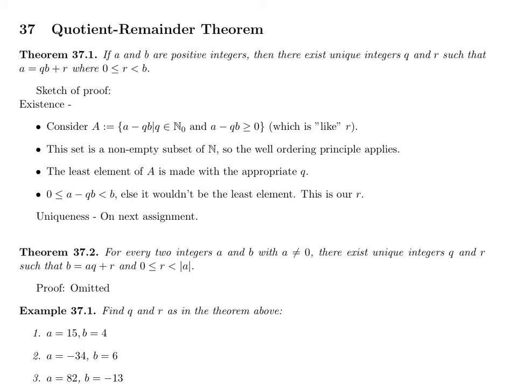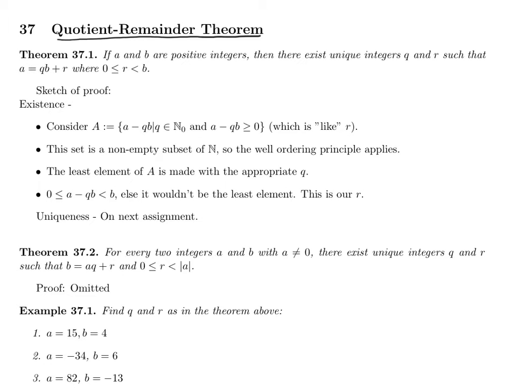In this video, I want to start talking about integers and their behavior under division. In general, this is called number theory. The first thing we're going to talk about is something called the quotient remainder theorem. The idea is when we divide one integer by another, we always get a unique answer with some remainder that's less than the divisor, what we're dividing by.